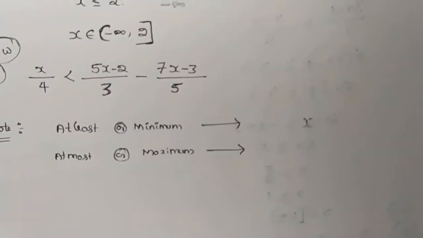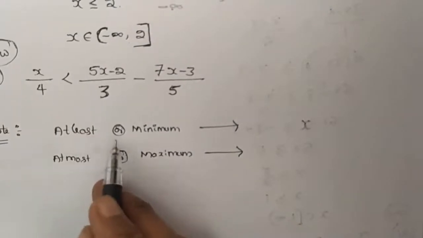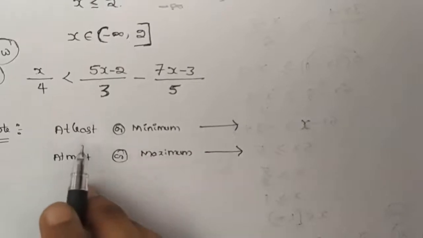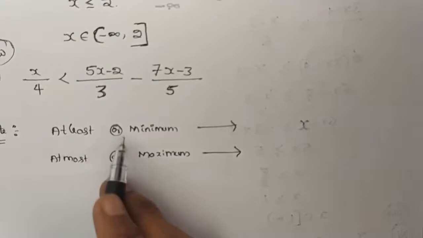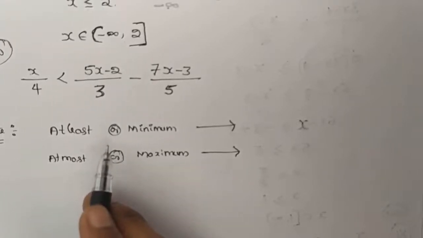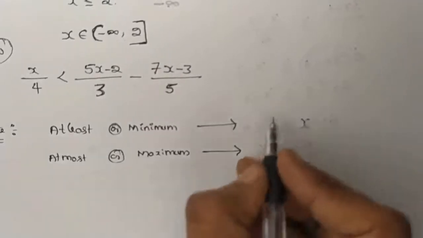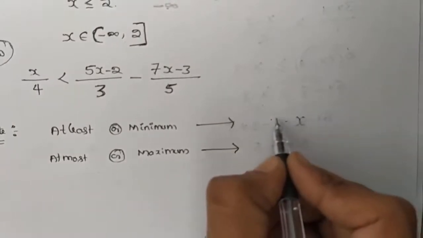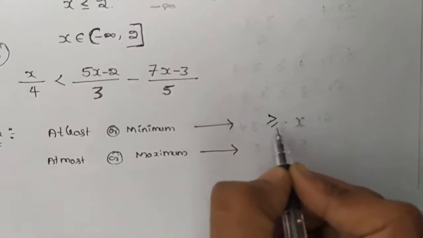Just think to yourself: for at least or minimum, which symbol do we have to use, less than or equals or greater than or equals? For the keywords at least or minimum, we have to use the greater than or equals symbol.